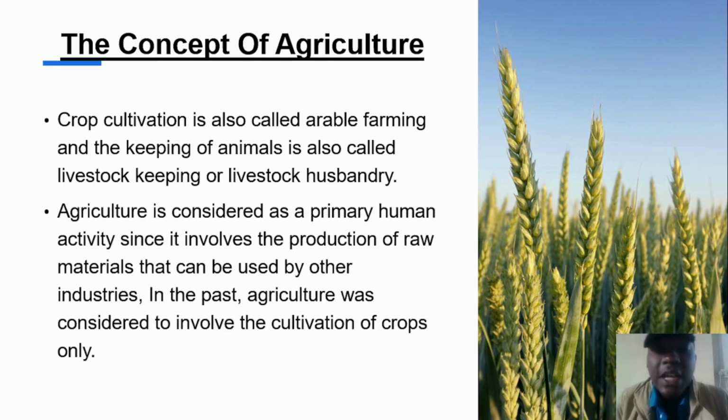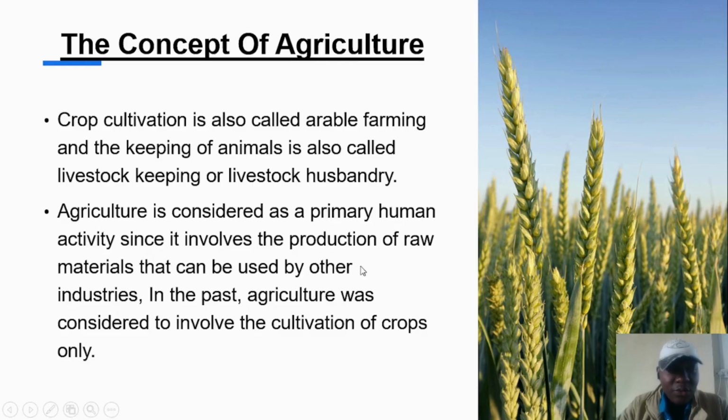Now, agriculture is considered the primary human activity since it involves the production of various raw materials that can be used by other industries for the processing of, for example, crop or food products. So that's why it's called the primary human activity.